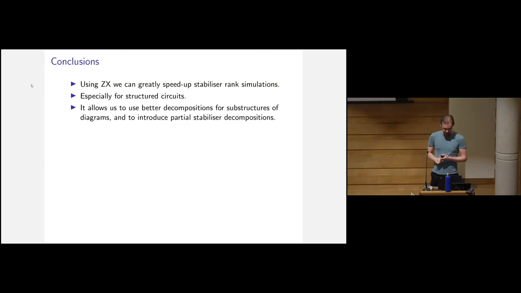OK, so we see that we can use ZX to greatly speed up stabilizer rank simulations, especially for structured circuits. So we had these random Clifford+T circuits, and there it works, but not super well. But for these CCZ circuits, it just works super, super well. And additionally, using ZX diagrams, we can use these better decompositions, these cat state decompositions, that it's not clear how you would even find if you're representing them as a circuit. You really need the ZX structure here.